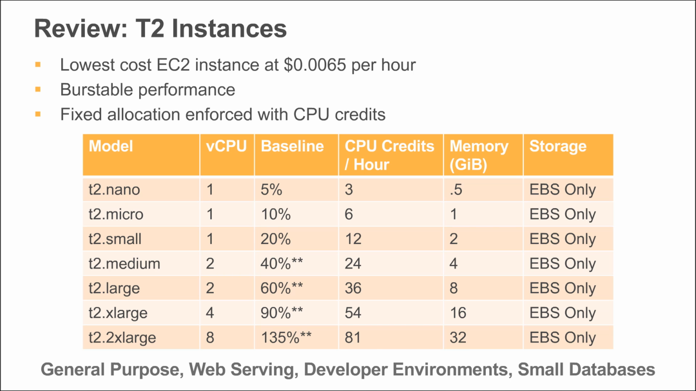With T2s, you get a baseline of CPU performance all the time, and that baseline is set based off the size of the instance. So the larger instance you have, the more baseline performance that you're going to get out of it. From there, you're going to earn CPU credits to burst above that baseline for all the time your CPU is spent idle. Because there are a lot of workloads that don't need to use all of the CPU all of the time, the T2 family is a great way to pay less and still get the performance that you need when you actually need it.